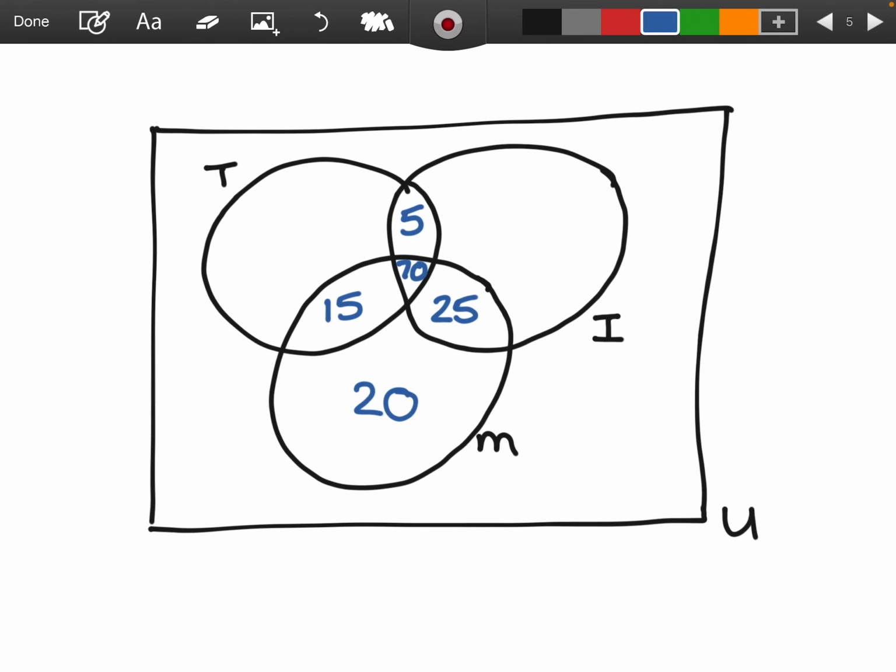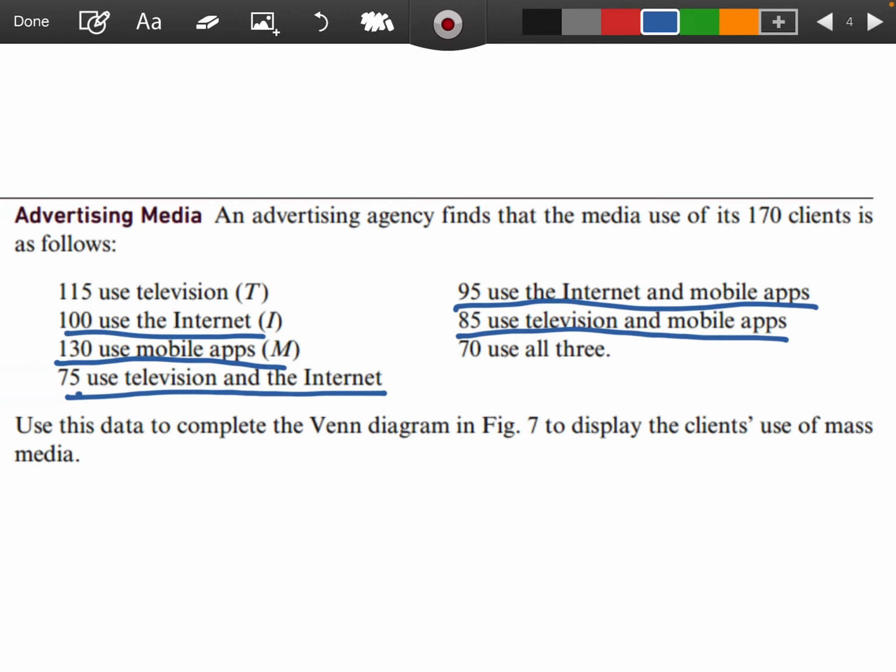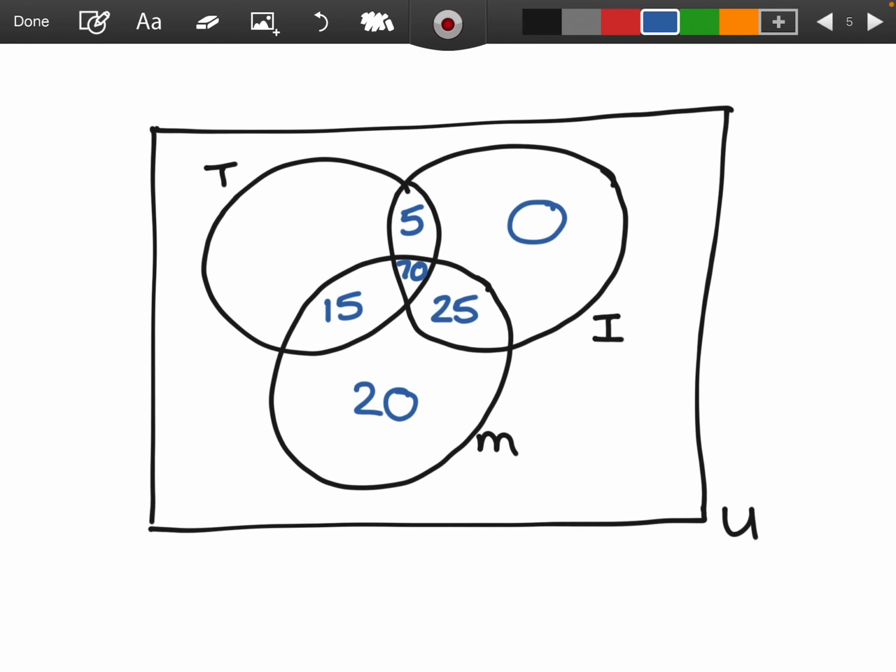Then 100 use the internet. So if I look at my internet circle here, I've got 5 plus 70 plus 25. That's already 100. So I have no one, there's 0 people that use just the internet. And then I have 115 that use television. Well, so far I have 70 plus 15 plus 5. That gives me 90. So that leaves me with 25 people that just use TV. Okay. So now we filled out our 3 subsets and their intersections.